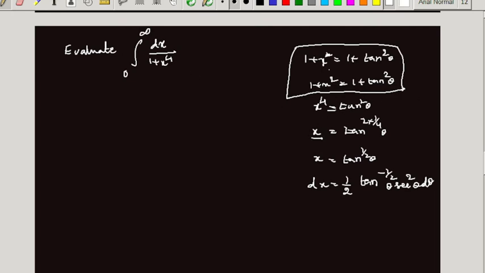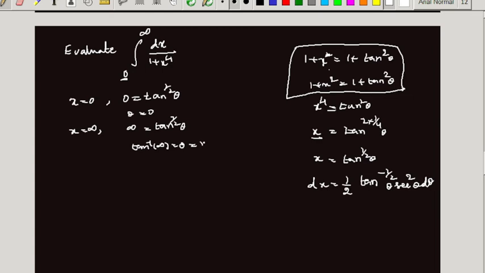See here x is 0. Here limit x is 0. When will you get 0? X is 0. That is 0 equal to tan power 1/2 theta. Theta also 0. X is infinity. Then tan infinity is pi/2. So x is infinity. Tan inverse of infinity is pi/2, 90 degree. So here we can write the question integration 0 to pi/2.